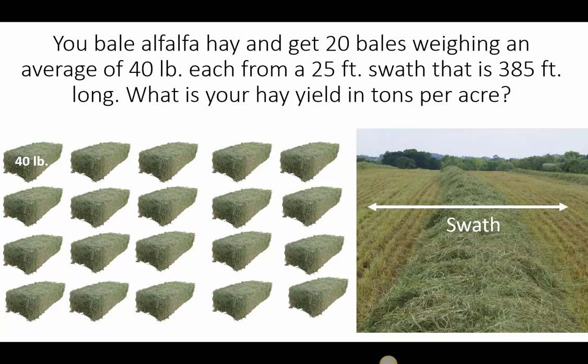First, let's start with the definition of a swath. A swath of hay is the amount of hay cut by one pass of the mower, while a windrow is a mound of hay formed by a windrower to allow for easier baling. In this problem, we are asked to find the total tons per acre. The easiest way to calculate this is to split it up into two sections. First, let's find our total tonnage.